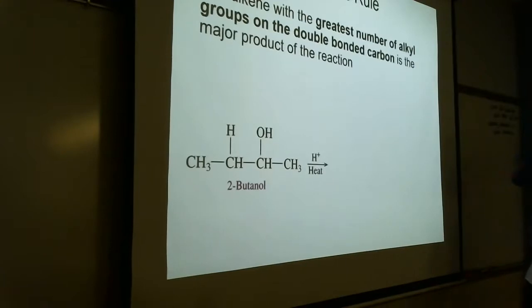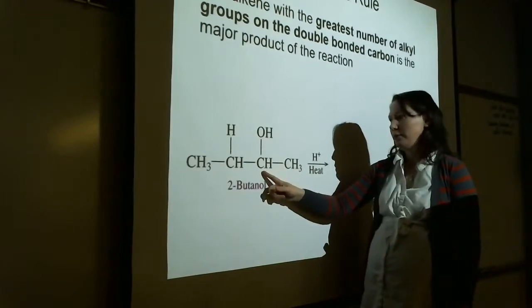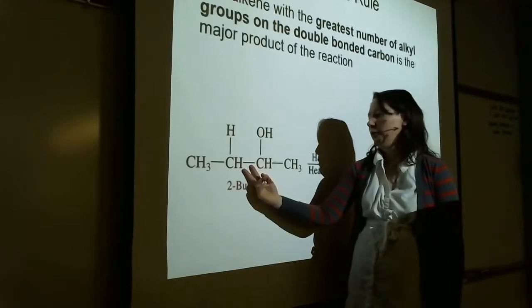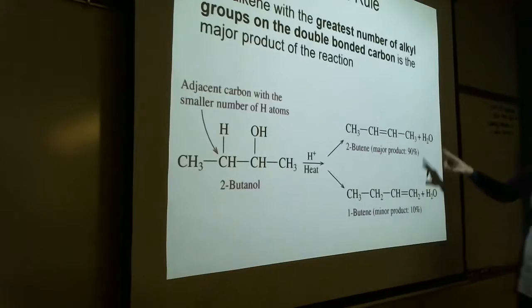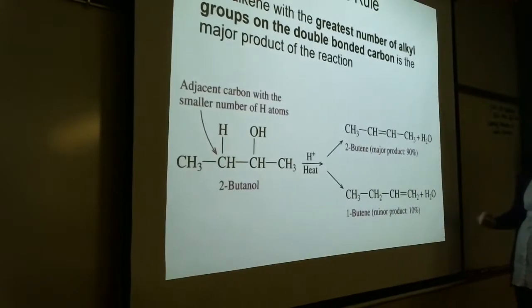So greatest number of alkyl groups, or in other words, most substituted. So even in one like this, there is going to be a major product and a minor product. So there's 2-butanol. So the double bond could be formed here, or the double bond could be formed here. Why is this one the major product, this one the minor product?